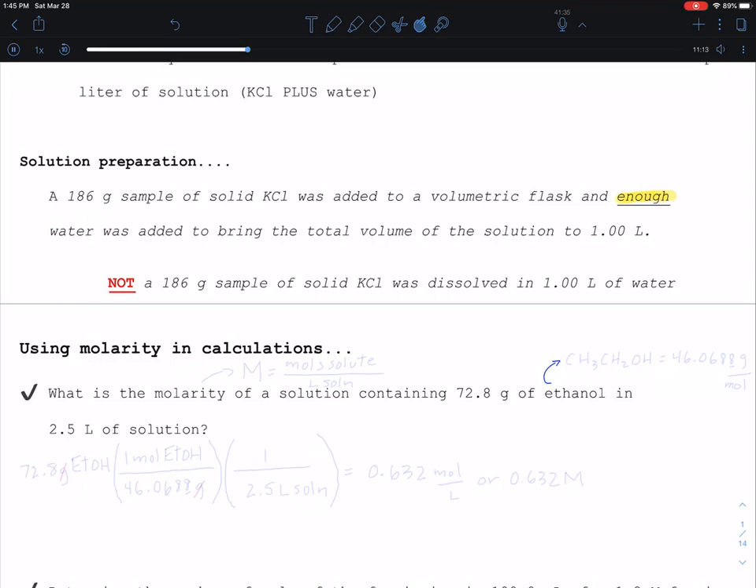Then I see that I have 2.5 liters of solution. And I can divide those moles by the volume of the solution, and I will have the concentration of the ethanol in that particular solution. So ethanol looks like this.